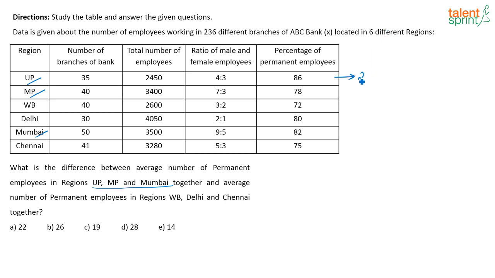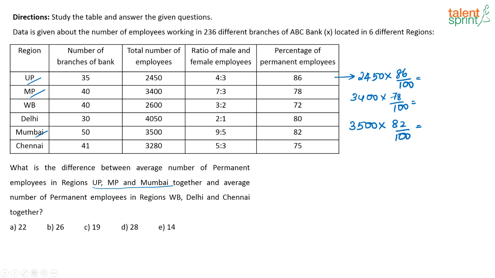So like I said, in the examination, let's say this question appears first in the exam, keep it towards the end. Don't waste your time in doing so many calculations. So here you have to find out 2450 into 86 by 100, then MP will be 3400 into 78 by 100. Here you have to find 3500 into 82 by 100, correct? The answers that you get, add all that together.